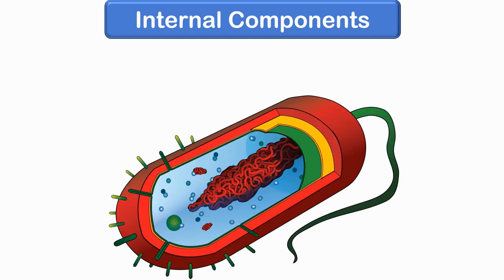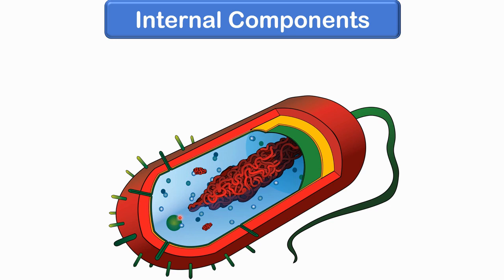Now coming to the internal components. Cytoplasm, ribosomes, bacterial chromosome or nucleoid, inclusion bodies, and plasmid. Cytoplasm is a water-based solution filling the entire cell. Ribosomes are the tiny particles composed of protein and RNA that are the sites for protein synthesis. Bacterial chromosome is composed of the condensed DNA molecule, and DNA directs all genetics and heredity of the cell and codes for all proteins.